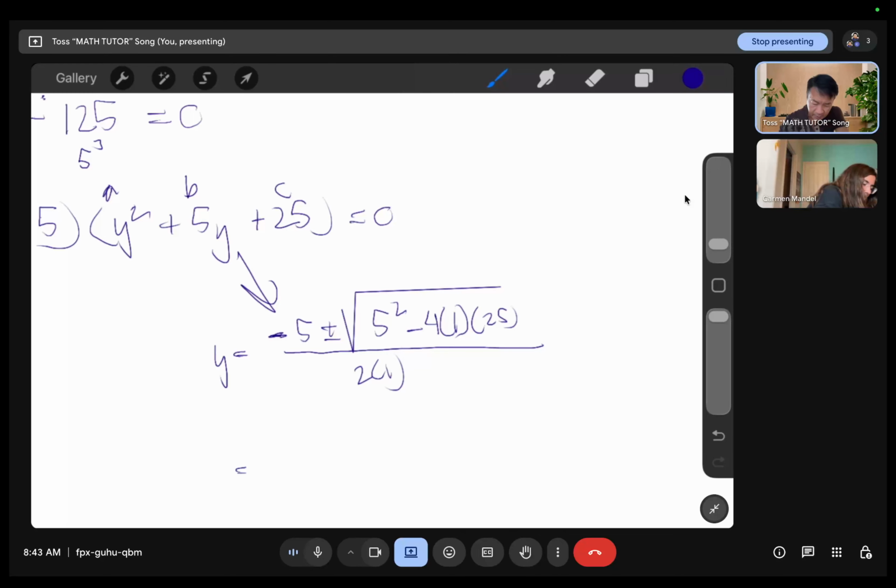So this should be it. So simplify it. I'm going to do a little bit outside here, because I don't write all this in here. So it'll be 25 minus 4 times 100, right? Yeah. So it's going to be, here it is, your imaginary.